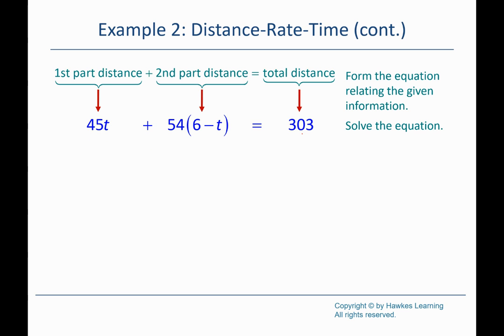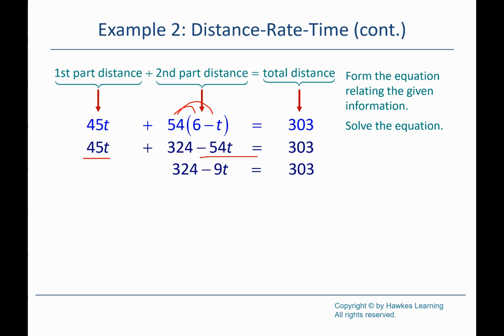Now we can solve the equation. To solve this equation, I'm going to distribute the 54. That gives me this equation. And then I look at this, and I've got a 45t and a minus 54t. So I combine those. They're on the same side of the equal sign. That gives me a minus 9t. Then I'm going to subtract 324 from both sides. 303 minus 324 is equal to negative 21. So I get negative 9t equals negative 21.